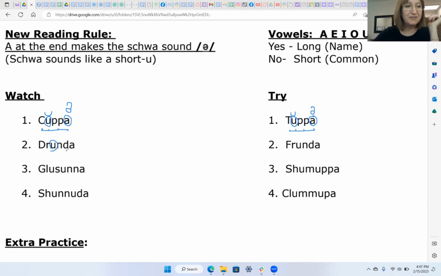I'm going to mark my vowels. These two vowels are going to say the exact same thing. This says uh. This is going to make the schwa sound. I know because A's at the end always say uh. When I pencil read it, I have a 2-letter blend here. It's going to say D, N, D. Drunda, drunda, drunda. Go ahead and try yours.